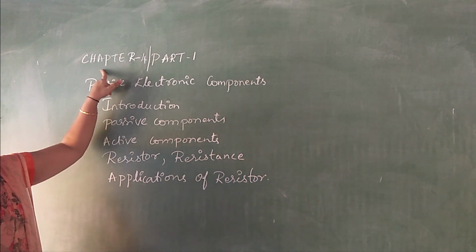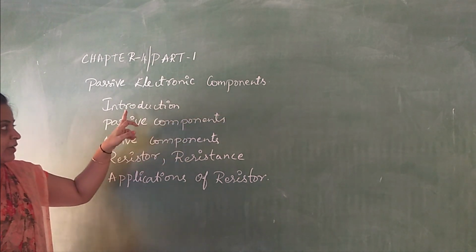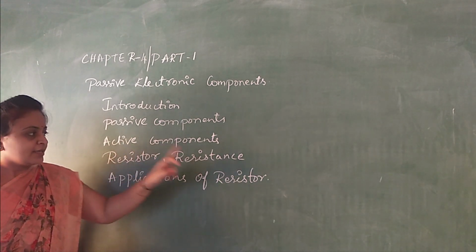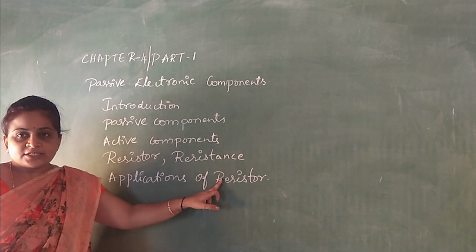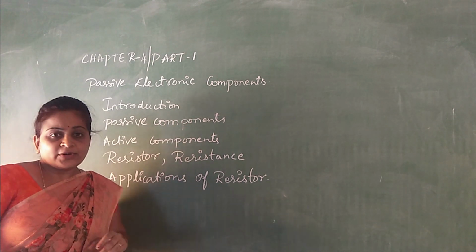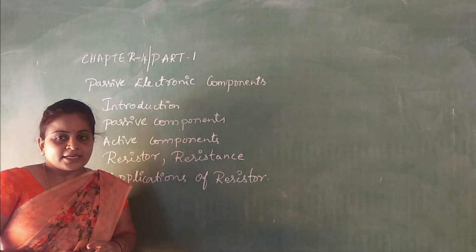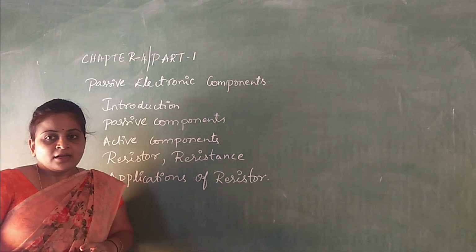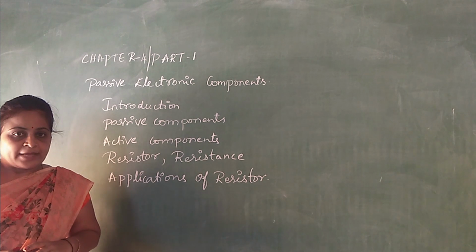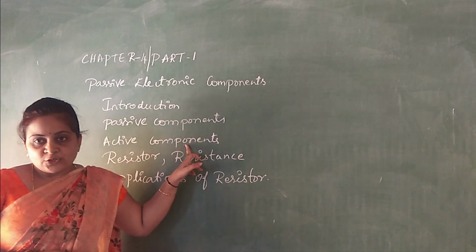Today my topic is Chapter 4, Part 1, Passive Electronic Components. This unit covers introduction, passive components, active components, resistor, resistance, applications of resistor and so on. Firstly, introduction. Today, the day is not complete without using electronic devices. These electronic devices consist of electronic components. In electronic components we have majorly two types: first one is passive components and the second one is active components.